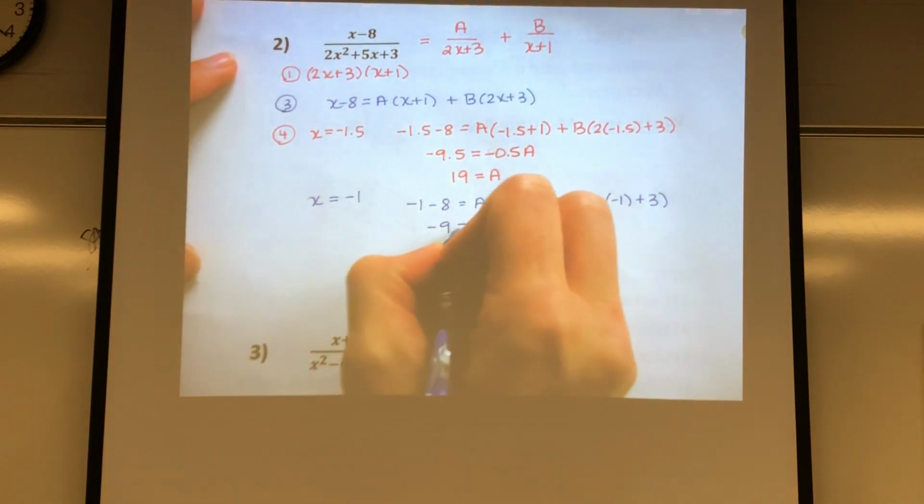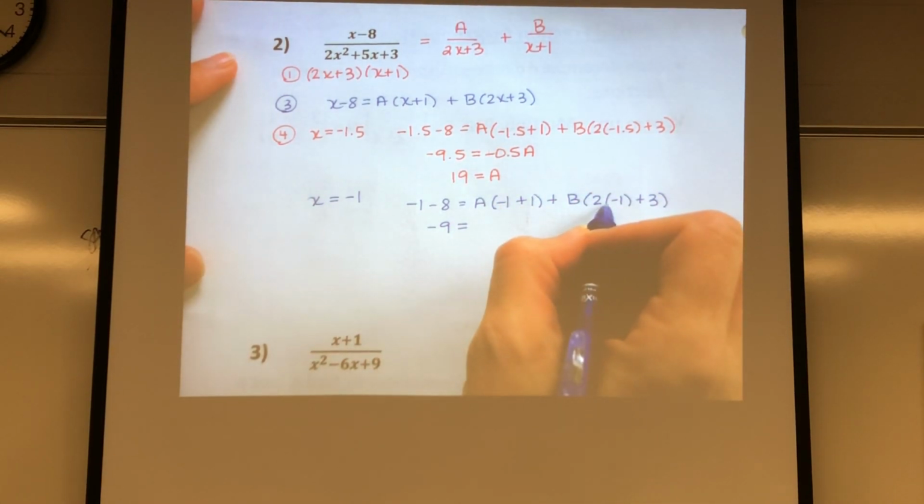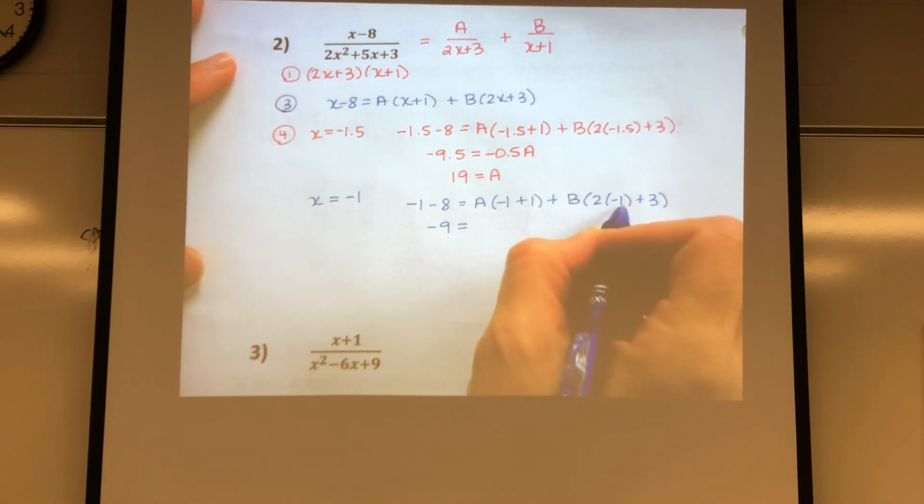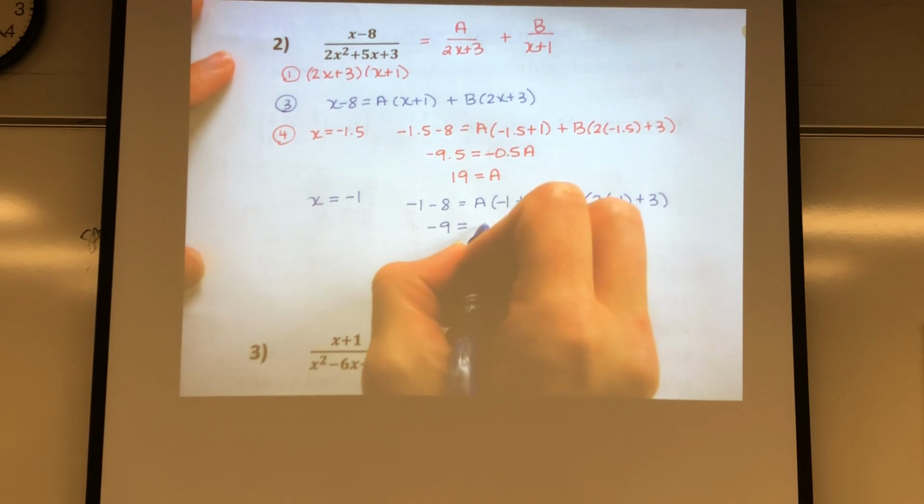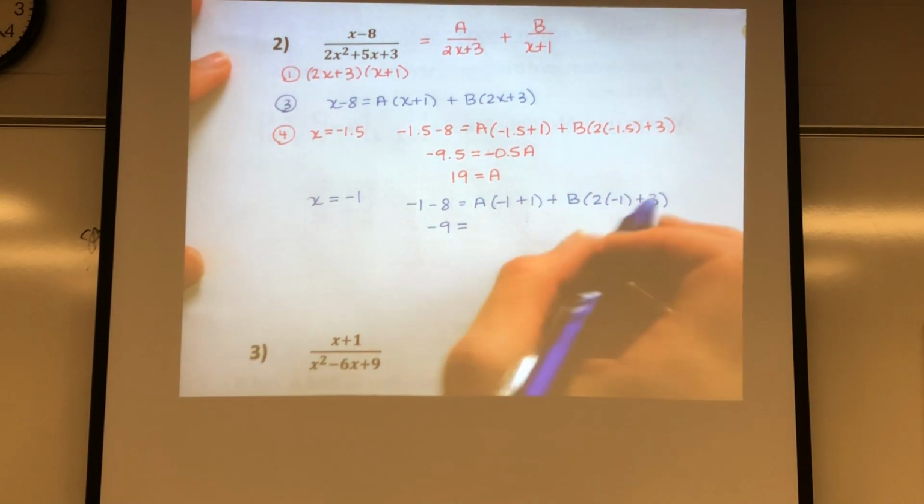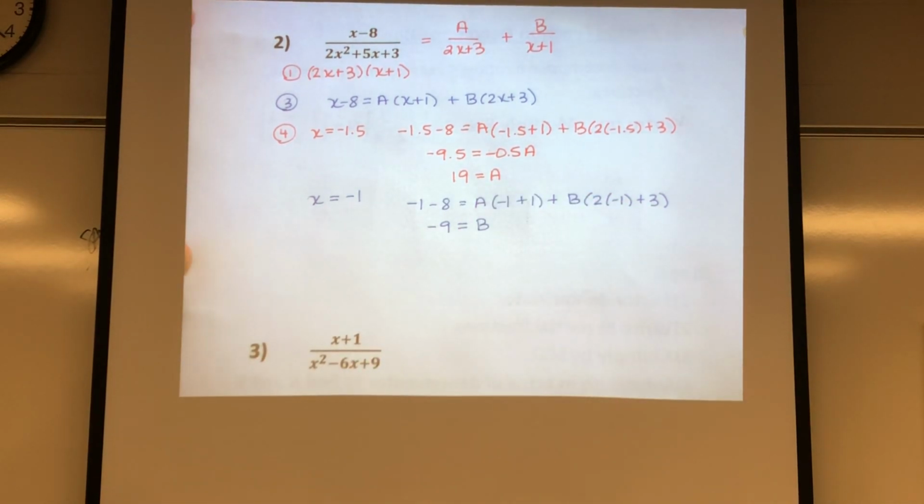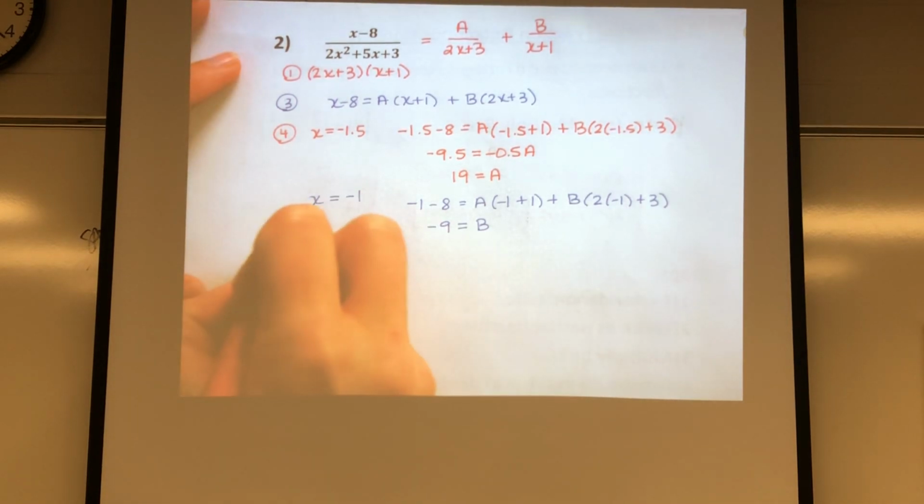So -9 equals, the A's wipe out. Here we have -3 plus 3. Oh, -2 plus 3. Sorry, I had some bad math there. I'm like, wait a minute, that would wipe out our B. All right, -2 plus 3. So that's just 1B. Oh, so B equals -9. Okay. Well, let's put it all back together.